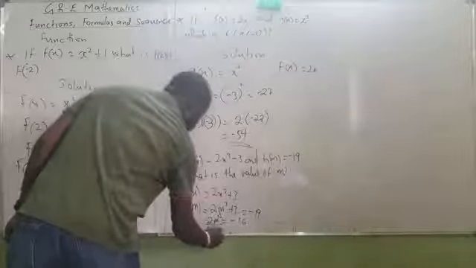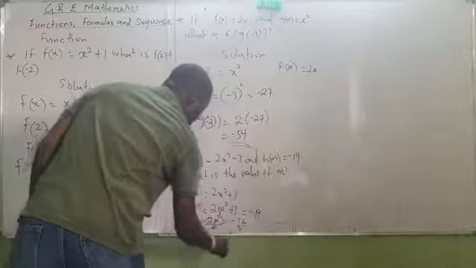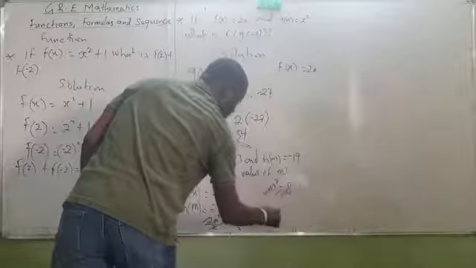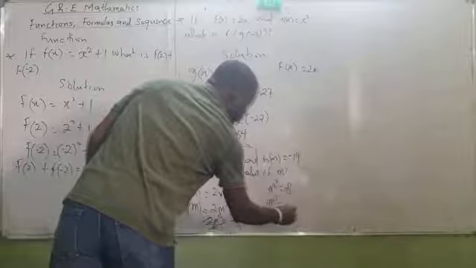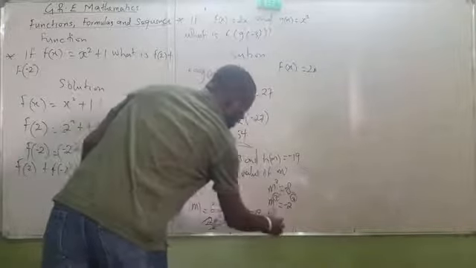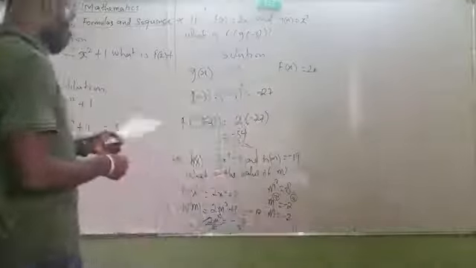Now divide both sides by 2, which gives m cubed equals minus 8. m cubed equals minus 2 cubed. It is true that the powers are equal. My m equals minus 2. That is all about that.